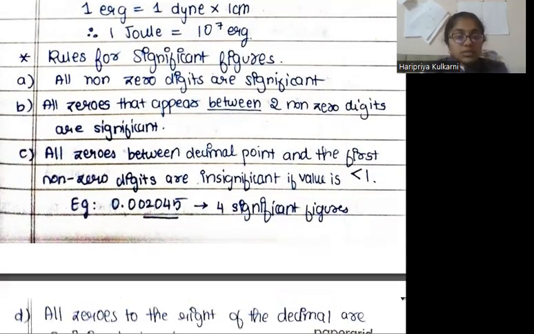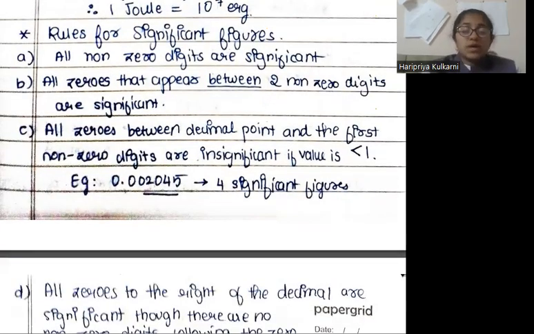Now coming to rules for significant figures. All non-zero digits are significant. You need to remember this. For example, 2, 3, 4 has 3 significant figures. All zeros that appear between 2 non-zero digits are significant. What does this mean? If I write 2, 0, 2, then here I have 3 significant figures. The 0 between is also counted, because 2 is a non-zero digit, and between 2 non-zero digits I have a 0, so it is counted as significant.